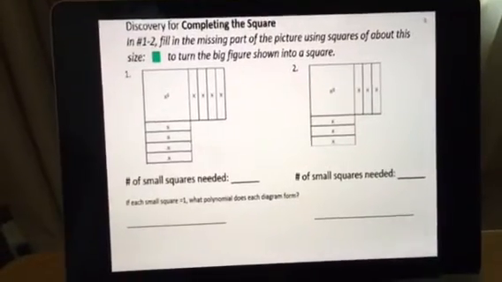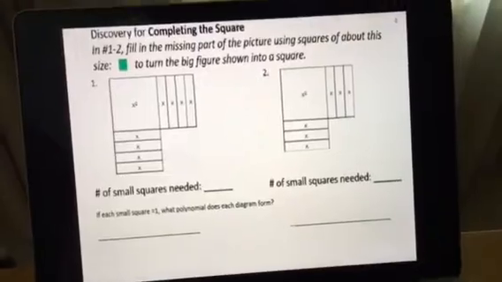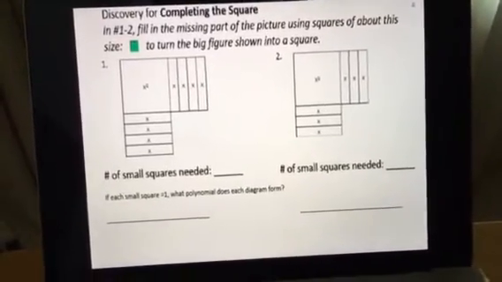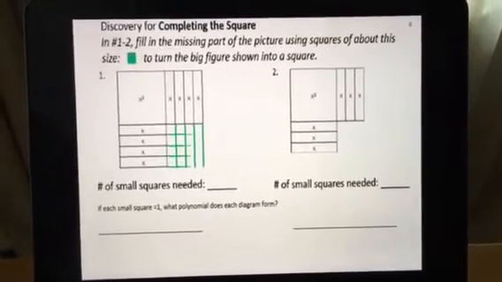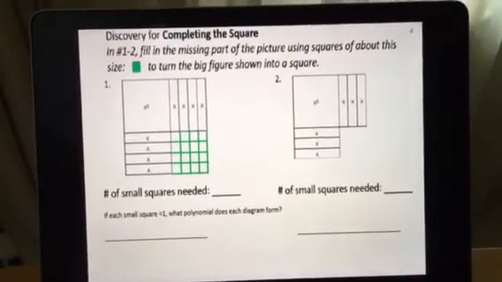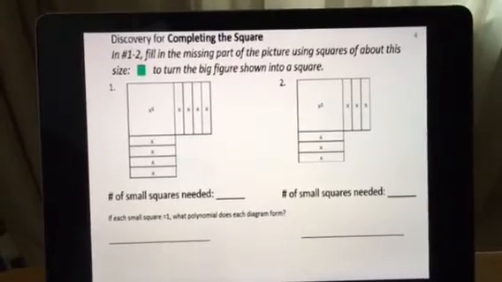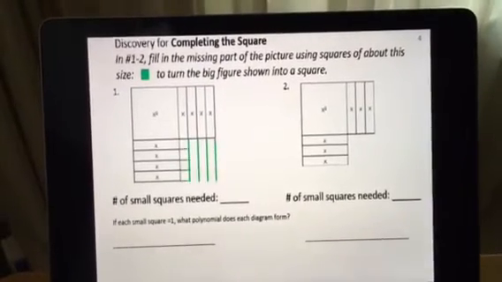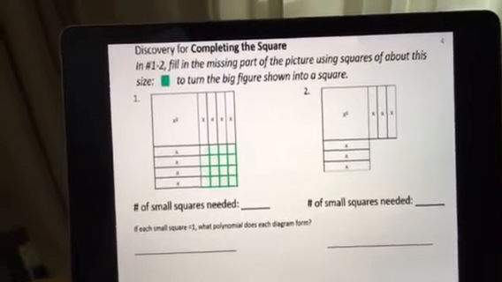Lesson today, we're going to be completing the square. So we have this big picture right here. What we're going to do is complete it and turn it into a square. If you can see, we have one big box which represents x squared. We have our long rectangles, 8 of those, and we still don't have a complete square. So we need some smaller squares to help complete the square.